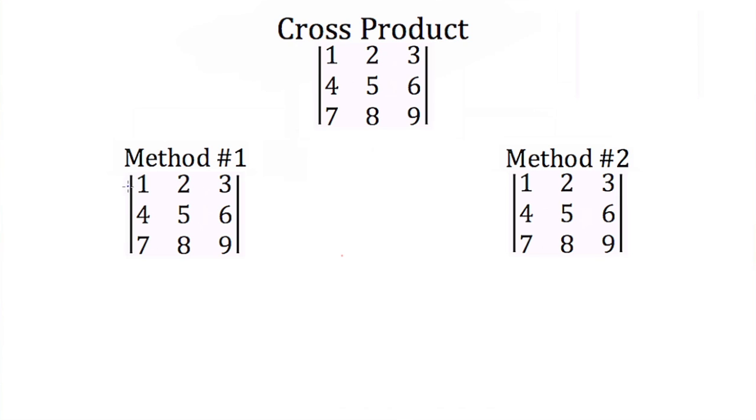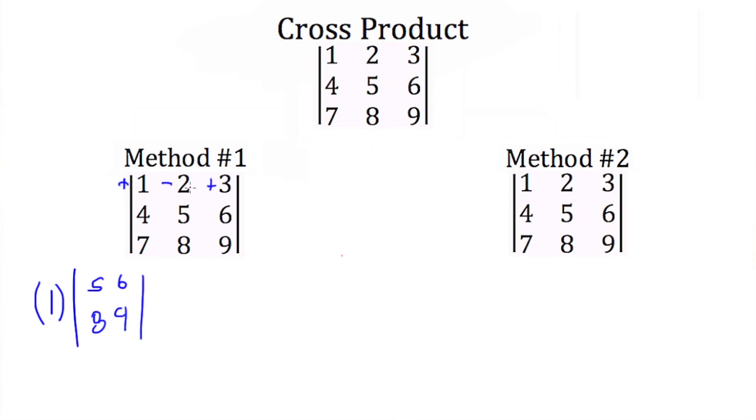I first look at my first row, and I make my first number positive, my second one negative, and my third one positive again. Next, I start with the 1, and I ignore all the numbers below and next to it, and I multiply that 1 by the 2 by 2 matrix that's left over. So 5, 6, 8, 9.